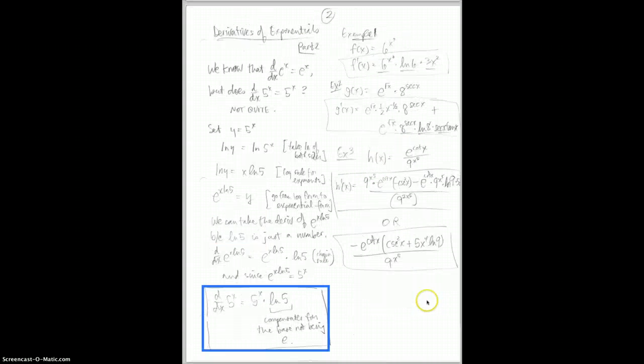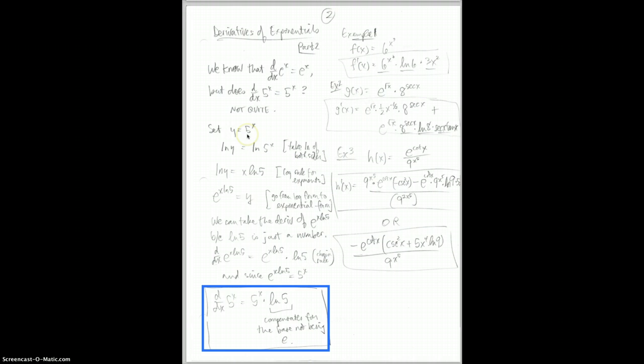For page 2, now we're going to look at derivatives of exponential functions, but this time the base is not going to be e, it's going to be something else. I'm using 5 for an example. Does the derivative of 5 to the x just equal 5 to the x? Not quite. Here's why it is what it is.